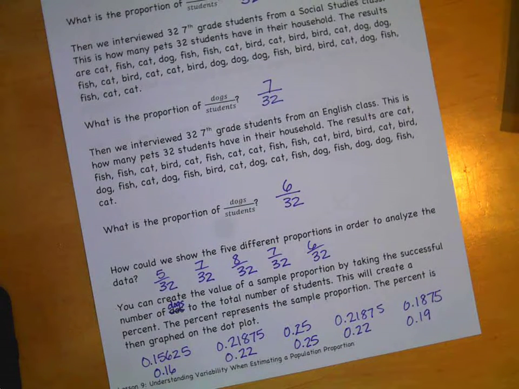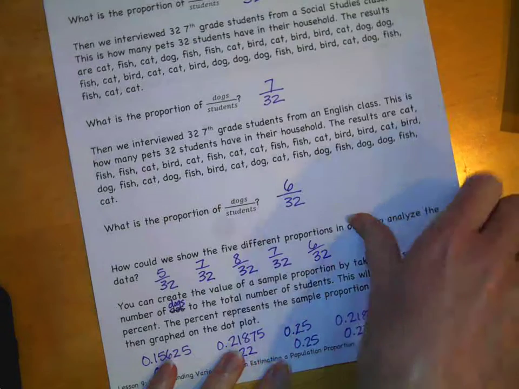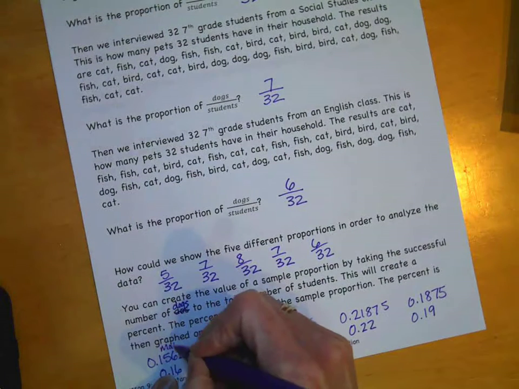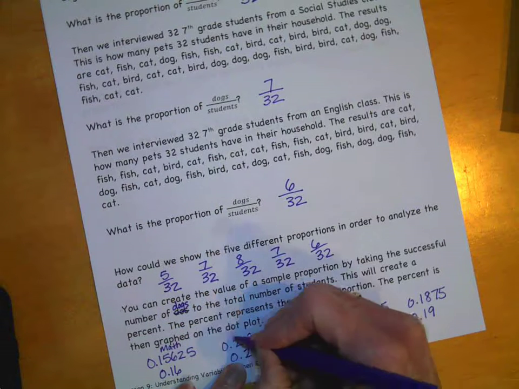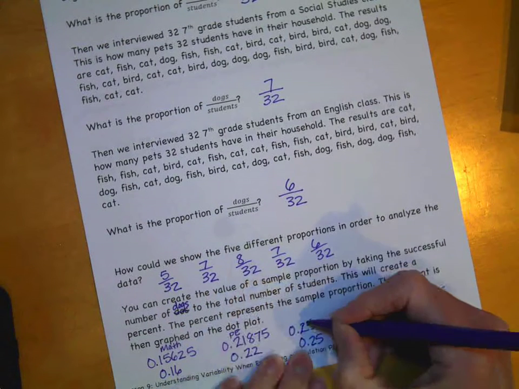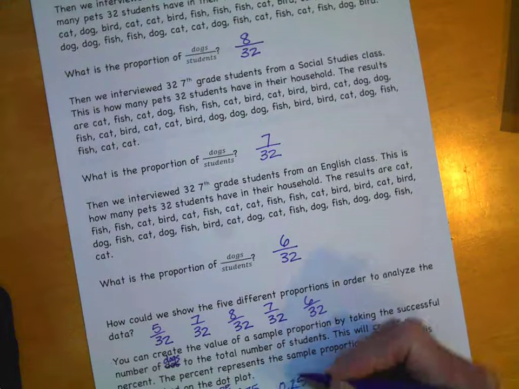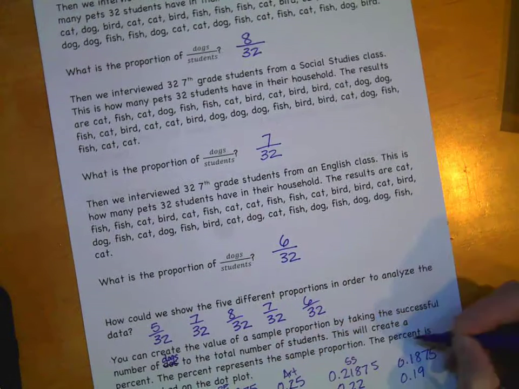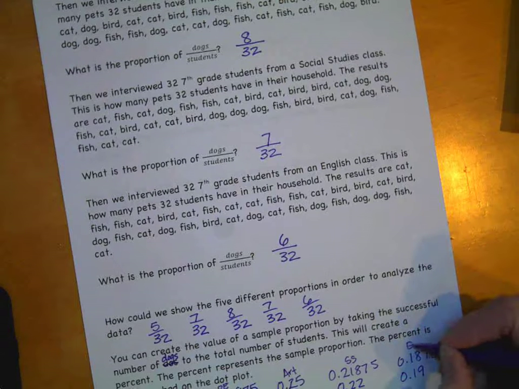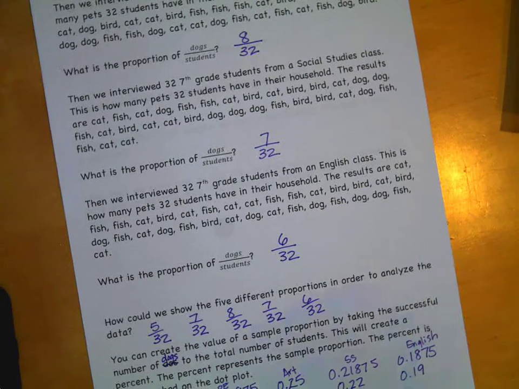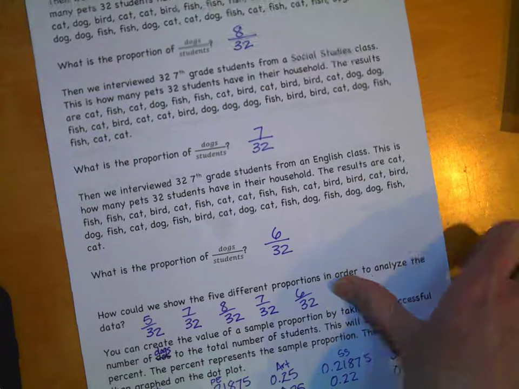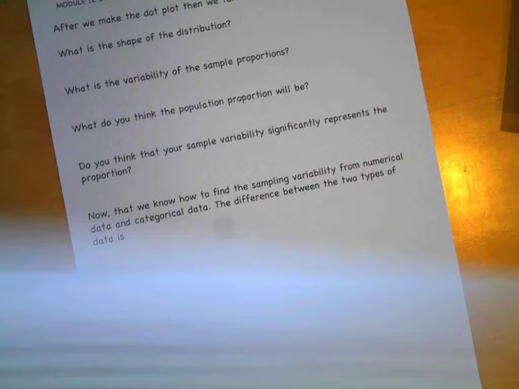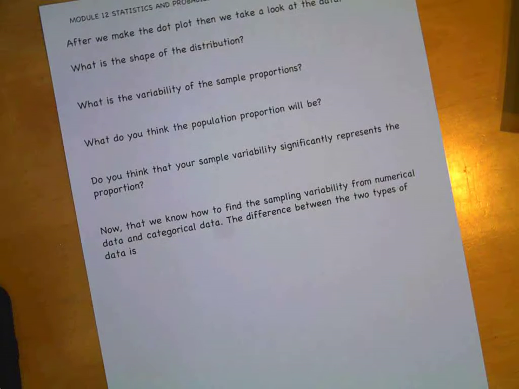Okay, so that is what we are going to graph on our dot plot. We're going to take those values that we have from each of the classes. Remember, this was math. This one was PE. This one was art. This one is social studies. And this one is English. Those are our 5 sample proportions. Got those down.